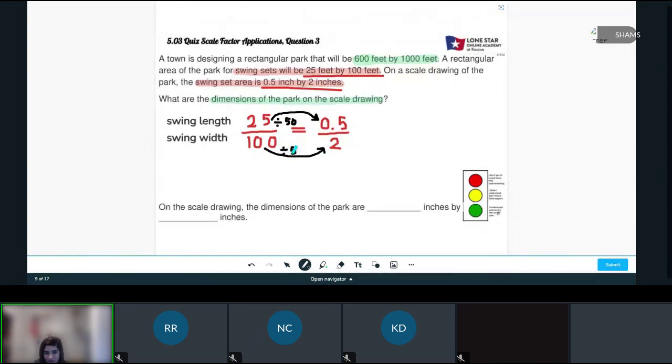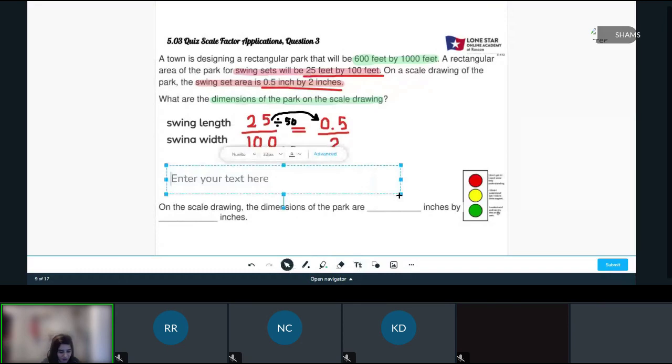Now we will use the same operation to convert the dimensions of the park to scale drawings, right? So let's see. Now it is going to be the park. So I can say park's length to park's width.